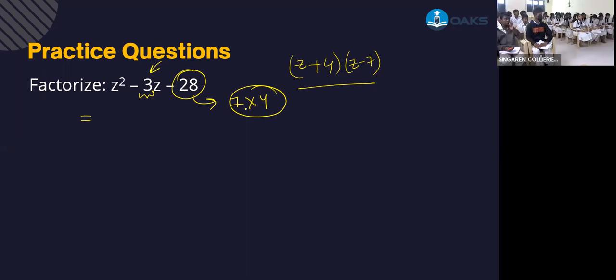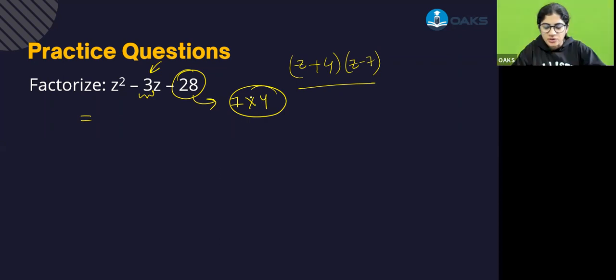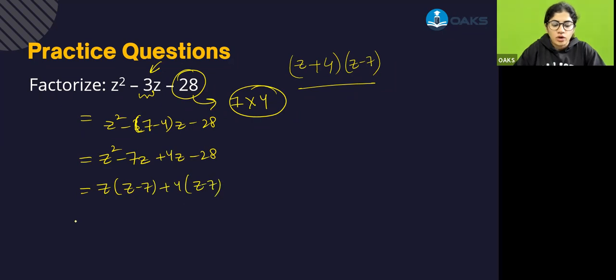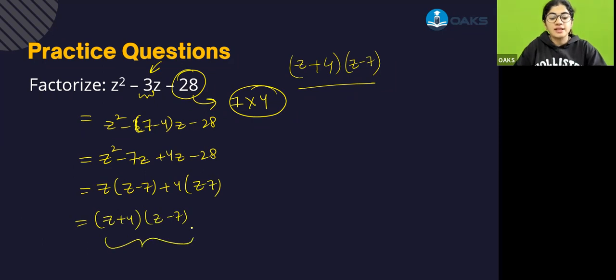Kindly show your hands or speak aloud. Okay, so everybody remembers, right? So it was Z square minus 3, and in the place of 3, we write 7 minus 4, Z minus 28, okay? Now we'll solve like this. 7Z plus 4Z minus 28. Now taking Z common, Z minus 7 and plus 4, Z minus 7. So what I get is Z plus 4 and Z minus 7. So this is the correct answer.